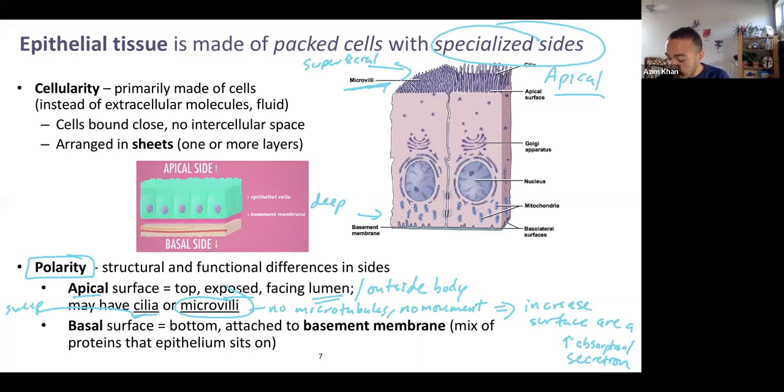The basal side, though, the basal side is the base, the bottom. The basal side, this is more of an attachment point. You don't want your sheet of cells to lift off willy-nilly. That's not great. That's how a blister, for example, is where you get your cells to lift off.